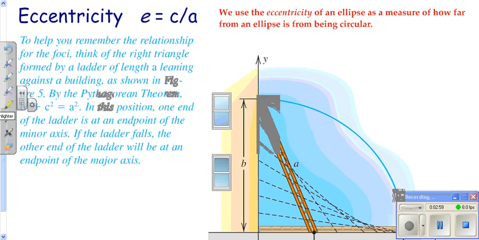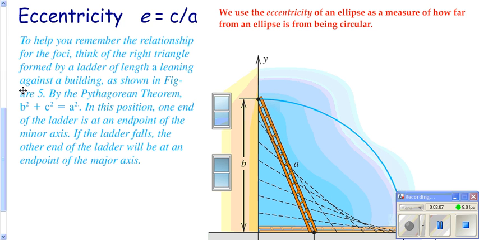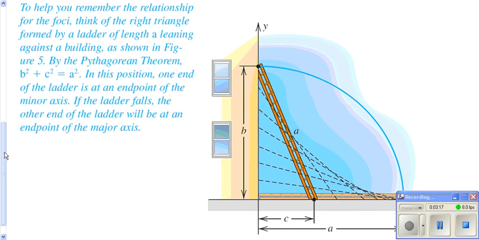We also have eccentricity. That's how circular or non-circular your ellipse is. And we'll be talking about that a little bit more in the next one. Here's another way you can think of remembering your Pythagorean theorem. I'll let you go ahead and read through that in the context of this, or not the Pythagorean theorem, but the relationship of the A, B, and the C.